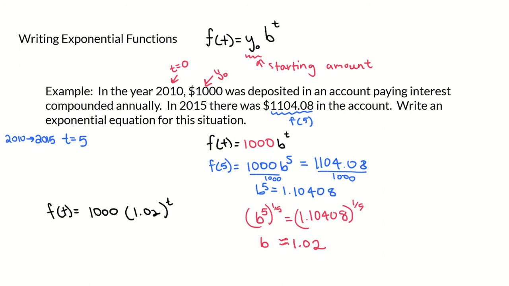But we just need those two pieces of information in order to write this exponential function. So one starting year, and then some number of years later, the amount in the account.